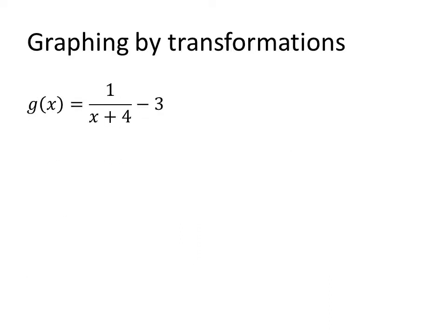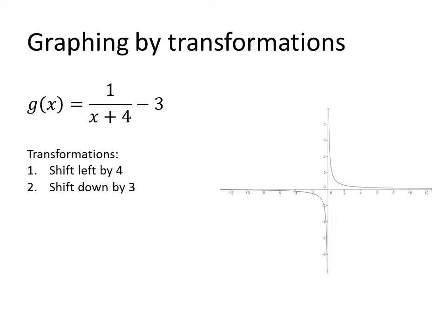Another example of graphing by transformations: here we have g of x is equal to 1 over x plus 4, minus 3. In this case, the x plus 4 on the bottom is going to be a shift to the left by 4, and the minus 3 is going to be a shift down by 3. In order to graph this, we would once again take the original 1 over x, then shift it to the left by 4 and shift it down by 3. So this would be g of x is 1 over x plus 4 minus 3.